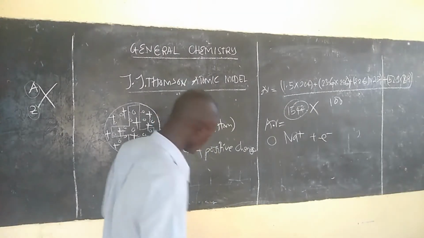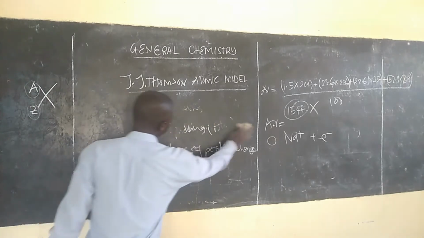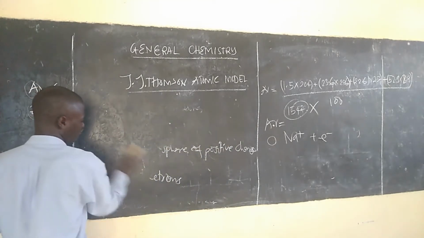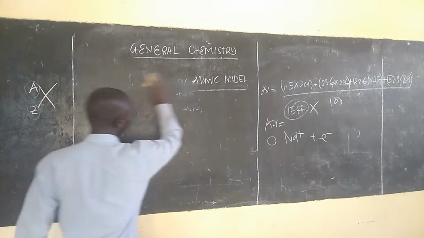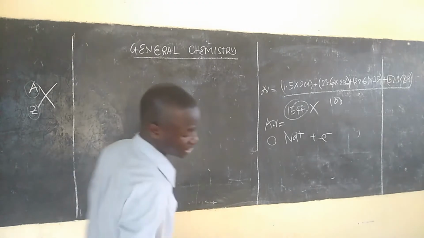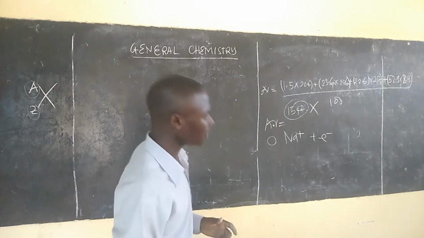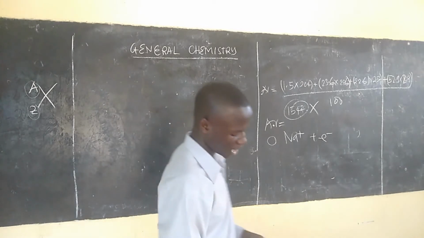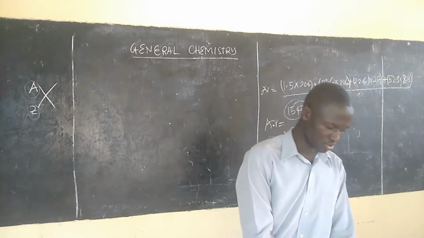So different experiments, including the scattering experiment by Rutherford, J.J. Thomson failed to explain. And we are going to see what the scattering experiment would have looked like according to J.J. Thomson. Now let's move to the Rutherford atomic model, which is the second atomic model.